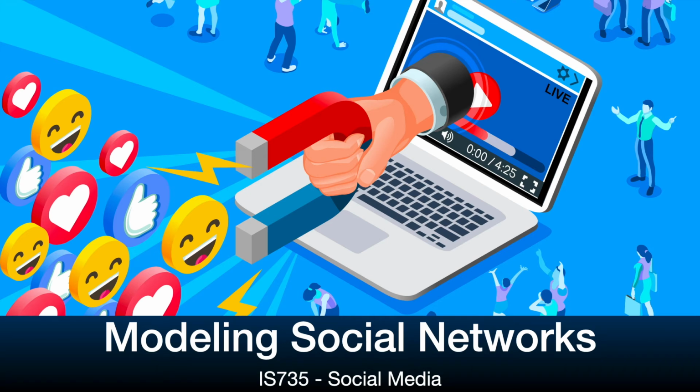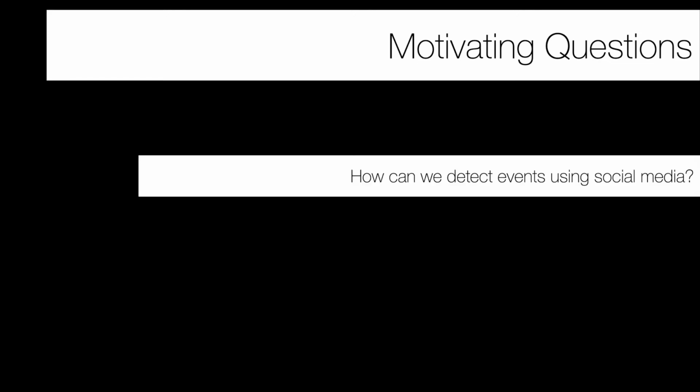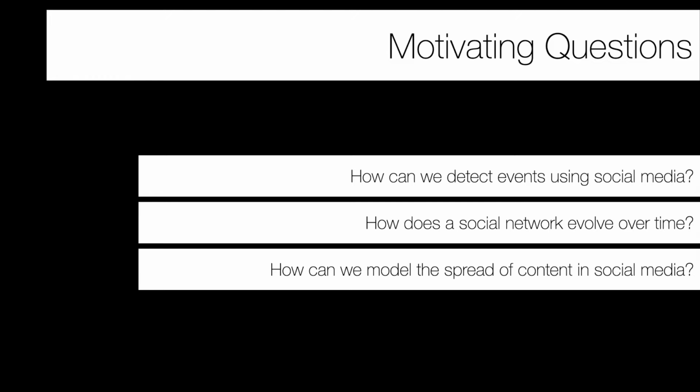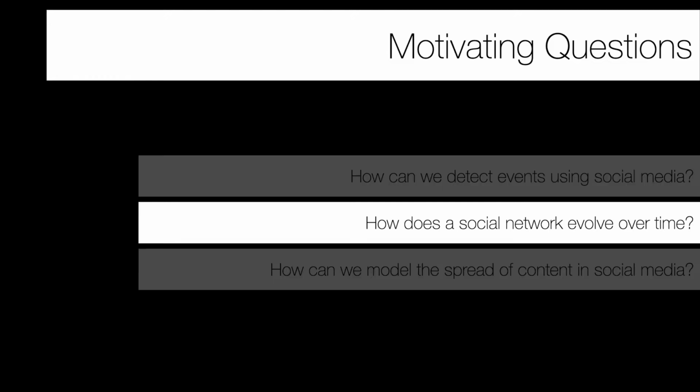In this lecture, we'll be talking about modeling social networks. So this is Module 6, returning to the motivating questions about Module 6. We ask, how can we detect events using social media? How does a social network evolve over time? And how can we model the spread of content in social media? So this lecture is primarily about this middle case, about how do social networks evolve over time.